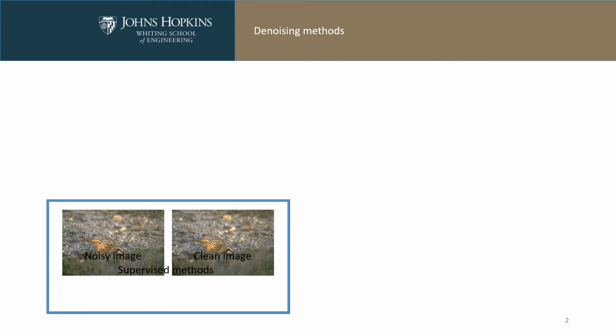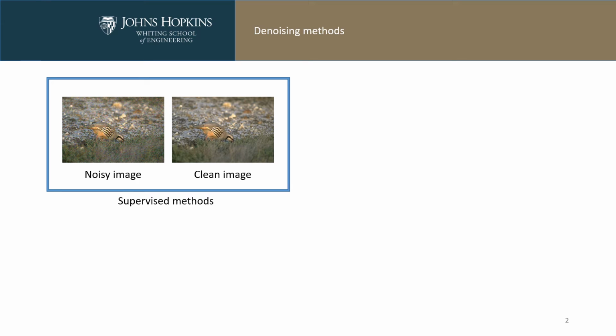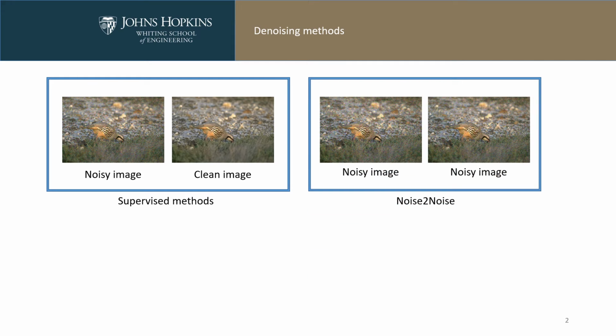When we consider deep learning based denoising methods, they can be broadly categorized into supervised methods and unsupervised methods, where supervised methods require a noisy image and its corresponding clean image to train the network weights and perform the denoising task. Recently, there is a well-known technique where we don't require any clean image. Instead, we can take two pairs of noisy images and train the network weights. This was proposed by the work Noise2Noise.